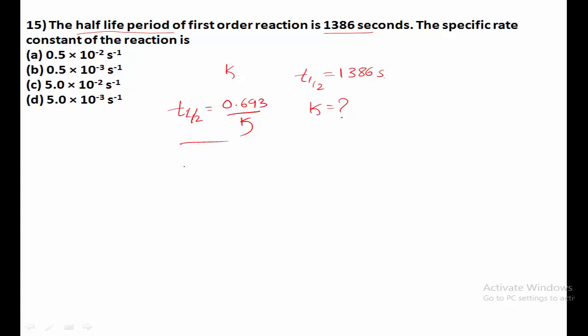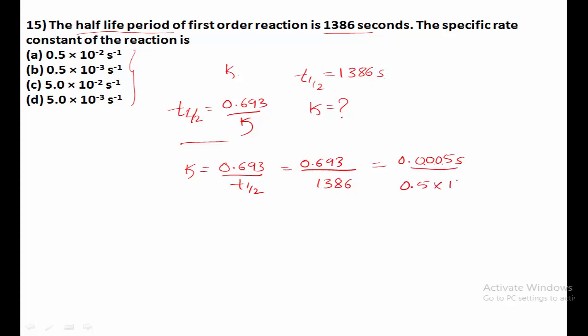So use this formula and rearrange the equation. What will you get? k is 0.693 divided by t half, that is 0.693 divided by 1386 seconds. On simplification, you will get 0.0005 per second. But they have not given the answer in this form. They have given it in scientific form. So which answer is right here? Simply shift the digits. How much will you get? 1, 2, 3.